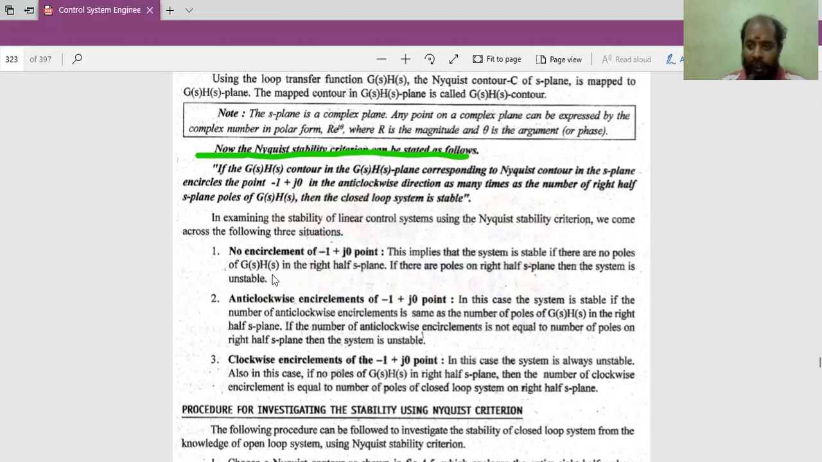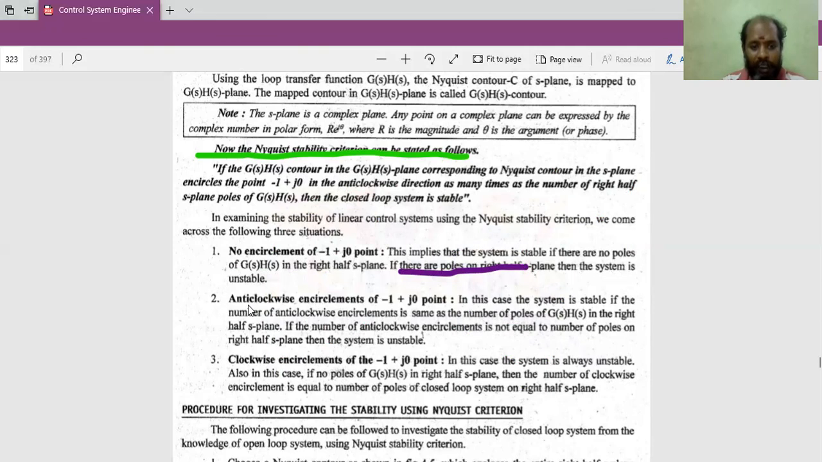We have considered the entire right hand side plane as enclosed. If there are no poles in it, then definitely in the G(s)H(s) plane there should be no encirclement of the -1 + j0 point. That is what is mentioned here. There is no encirclement of the -1 + j0 point in the G(s)H(s) plane if there are no poles in the right hand side of the s plane. If there are no poles in the right hand side of the s plane, there should be no encirclement.